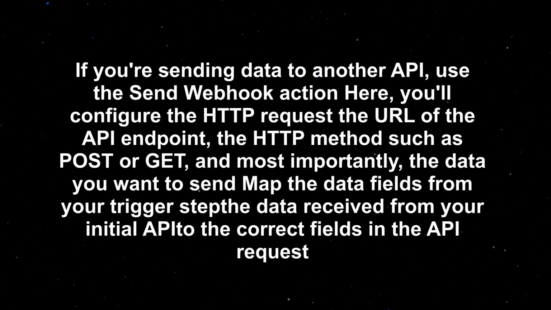You'll configure the HTTP request, the URL of the API endpoint, the HTTP method, such as POST or GET, and most importantly, the data you want to send. Map the data fields from your trigger step, data received from your initial app, to the correct fields in the API request.